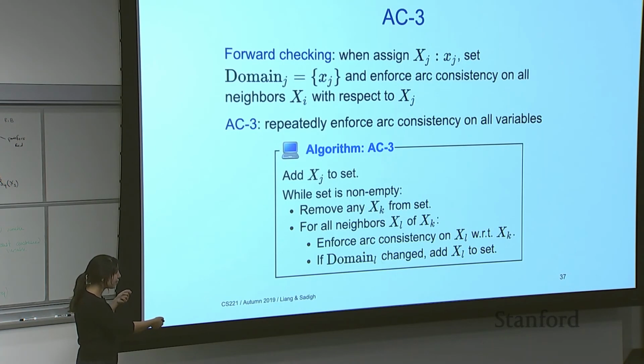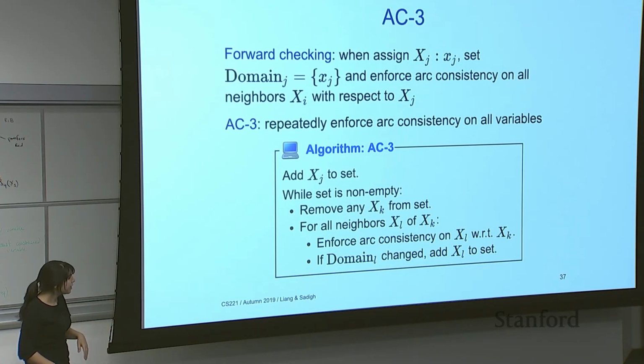Well, why are you adding them? Because their domains can be changed. Their domains can be changed at most D times. So that's the extra D. So that's order of E D cubed. If you're interested in it, you can look at the notes for it. That's worst case scenario. In general, it doesn't take that long.